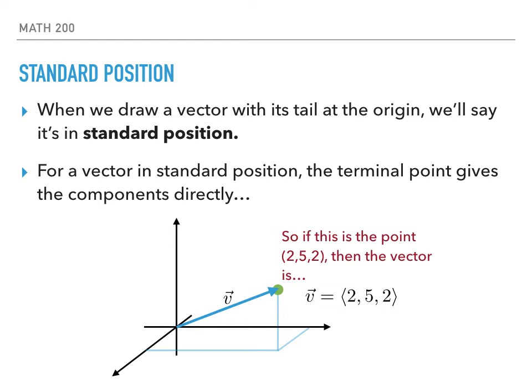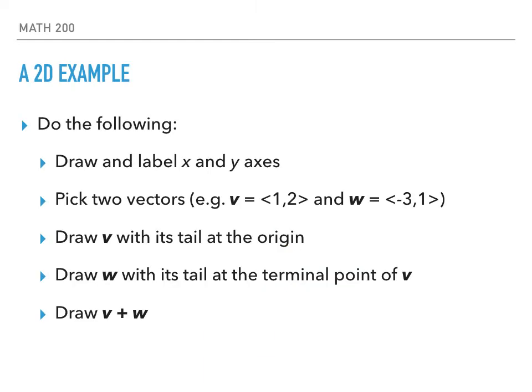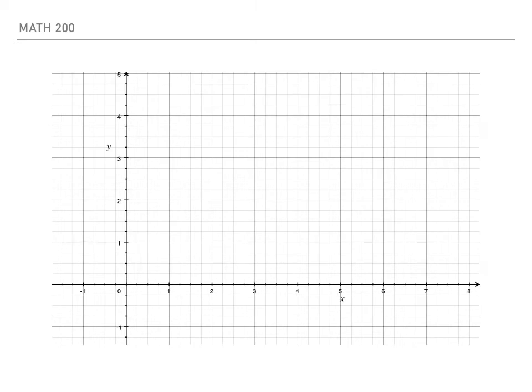All right, let's look at a little bit more of a concrete example. So if you're up for it, hit pause here and do the following things yourself. Draw your axes, draw these two vectors, put v in standard position, put w at the terminal point of v, and draw v plus w. Here's what you should have gotten.